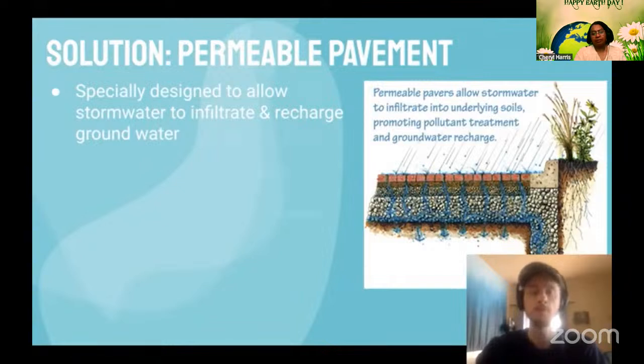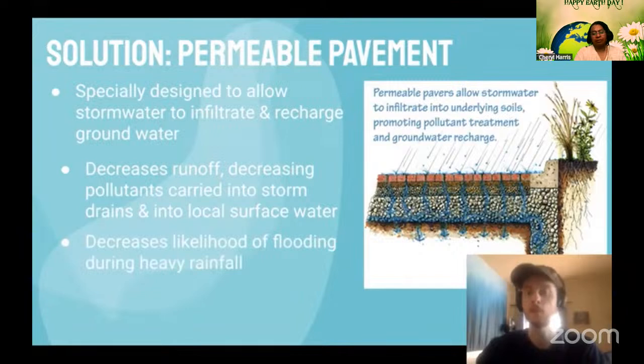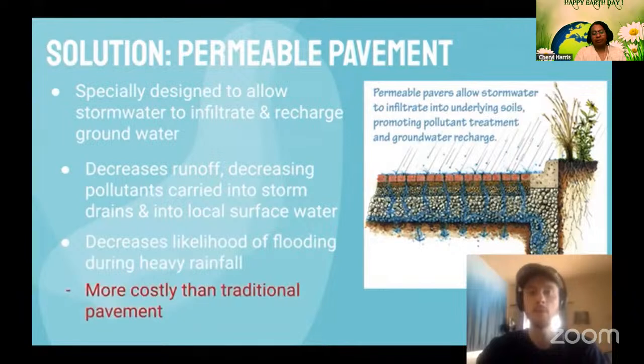This is a great thing because it decreases the runoff, so it's going to decrease the amount of pollutants that are carried into local streams and rivers, and it's going to recharge groundwater instead of forming that runoff. Another great benefit of this is it's going to decrease flooding. So cities are going to be less likely to flood if they have permeable pavement that can allow infiltration instead of runoff. One drawback we should be aware of, though, is that it is more expensive than standard concrete.